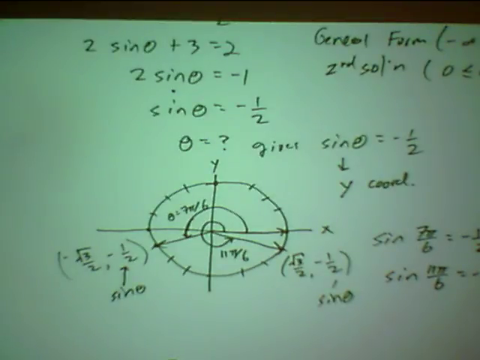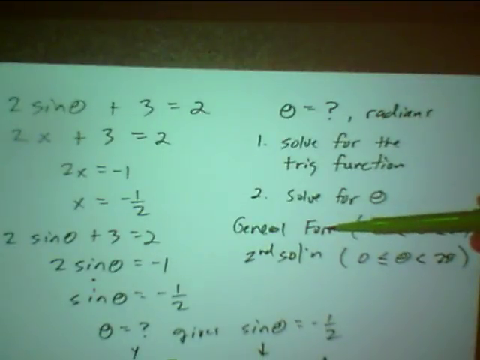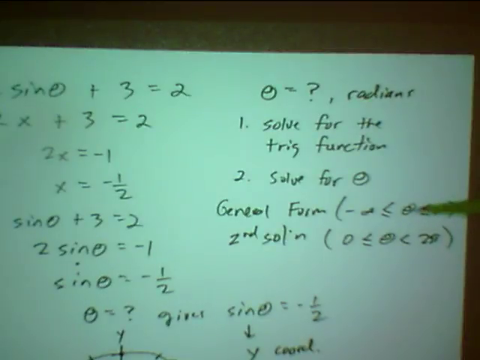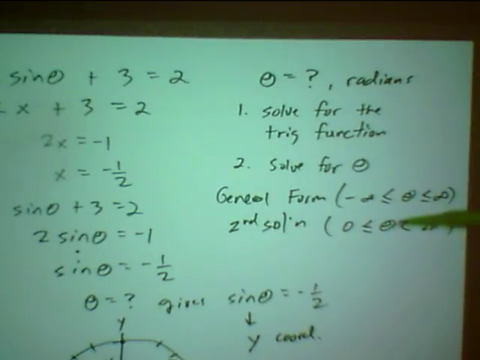But now, there's still a few more things to consider. The first is, they ask for the general form of the solution, in other words, when theta can be anything. And then, secondly, they ask for the specific solutions when the angles are limited from 0 to less than 2 pi. So let's think about what that means.